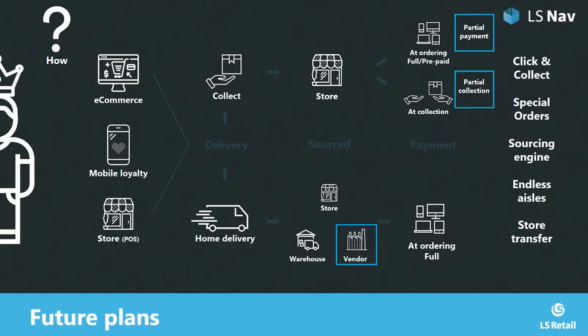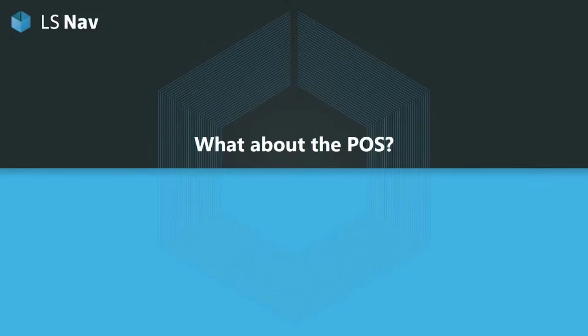We intend later this year to do partial payments, including most likely layaway, partial collection at the store, and sourcing by vendor. For example, a customer comes into a store with an old computer, wants a new battery. It's not available in the store, but the retailer can order it from a vendor who will ship the product directly to the customer's house. With this full picture of our customer orders, we feel we will fulfill the circle and we will support unified commerce.